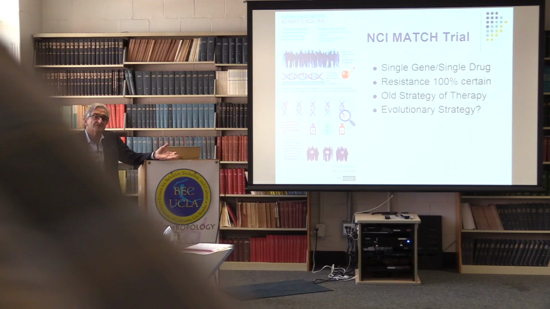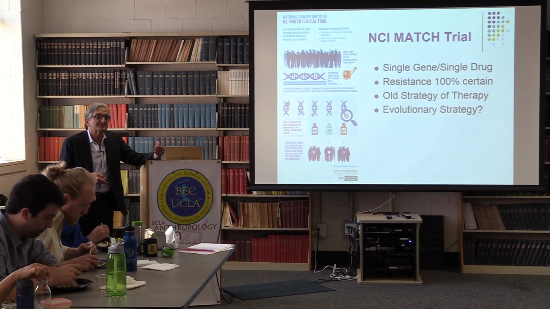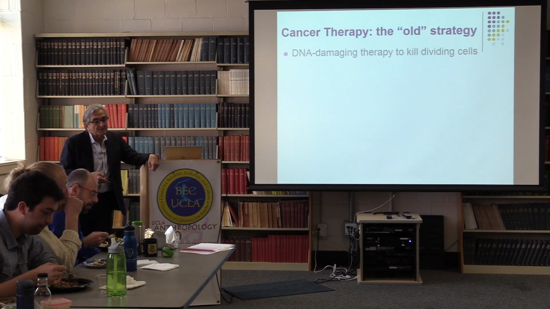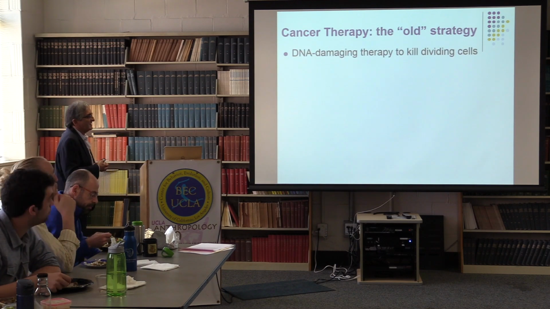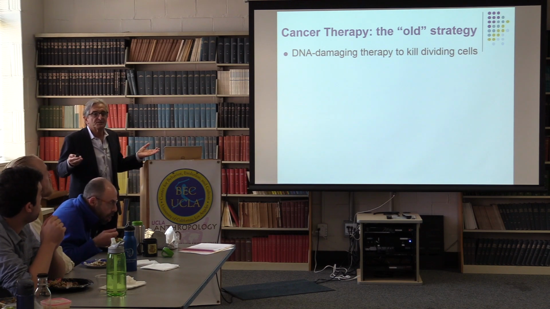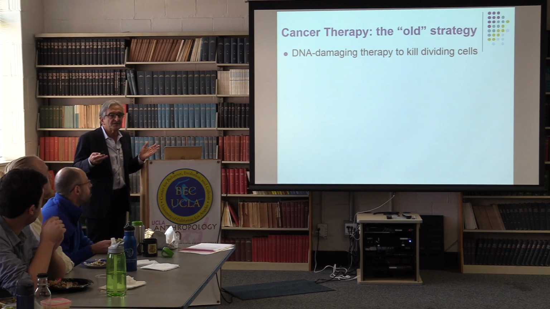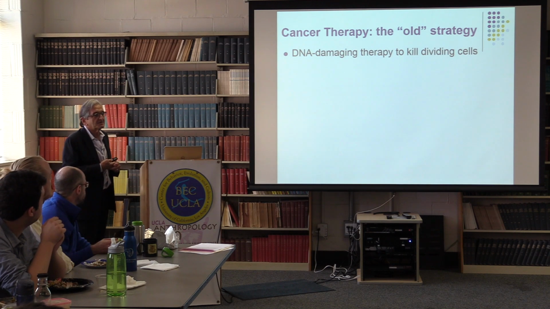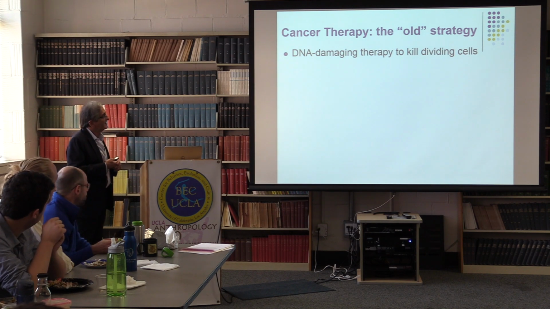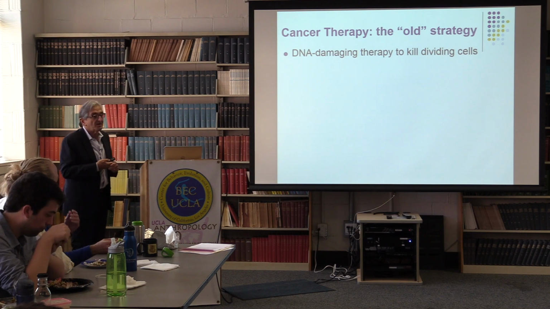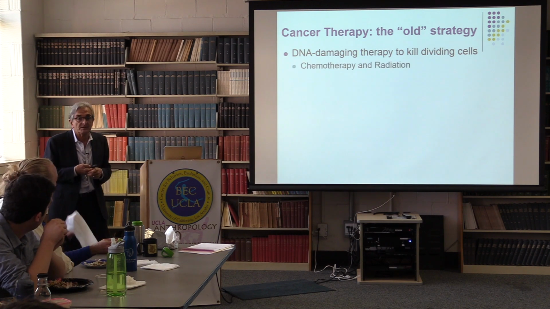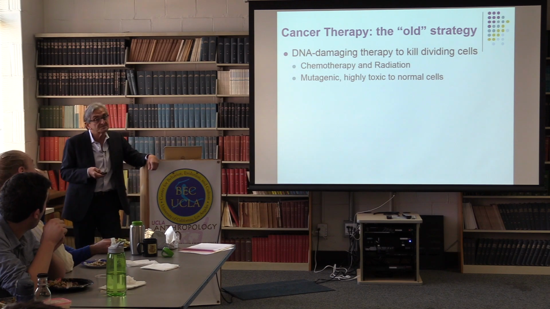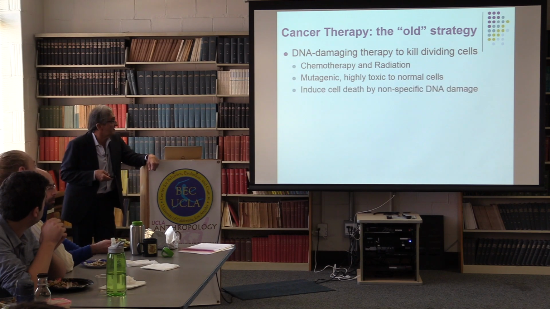But what about the evolutionary strategy? How would things look different if that were being applied? Well, let me just spend 2 minutes on the old strategy, DNA damaging therapy. It doesn't really target anything except the biggest molecule in the cell, the DNA. It kills dividing cells, that's chemotherapy and radiation. It is mutagenic by its nature, highly toxic to even normal cells that are trying to divide.